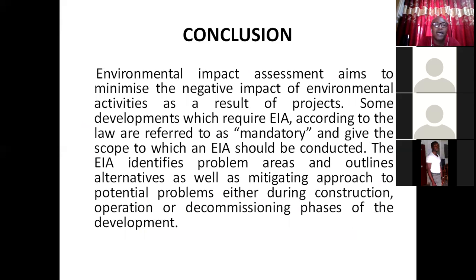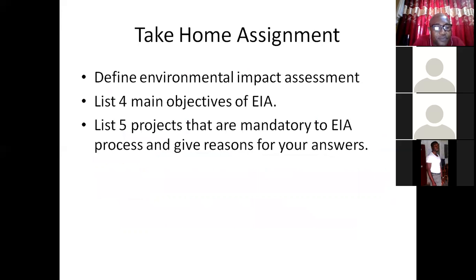In conclusion, the aim of environmental impact assessment is to help us minimize the negative impact of activities on the environment. So let's have our take-home assignment. Define environmental impact assessment, list 4 main objectives of EIA, list 5 projects that are mandatory to the EIA process, and give reasons for your answer. No submission, just take it home and read over it. Thank you, ladies and gentlemen.